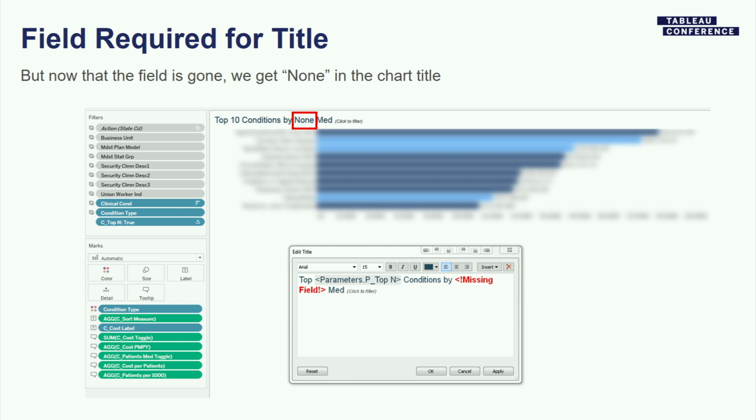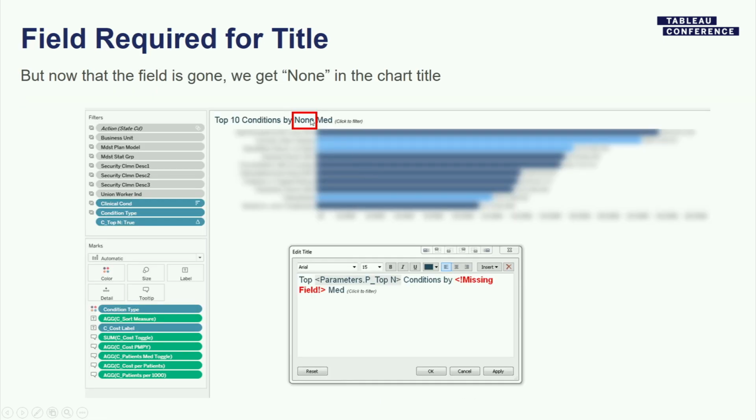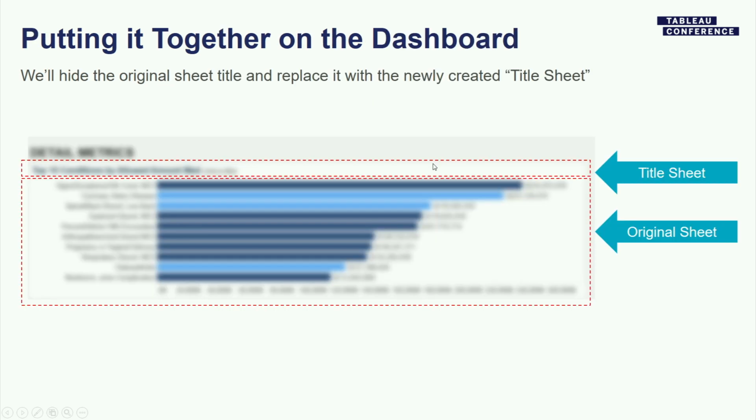But what happens when we take that off is we have a title here that now says top 10 conditions by none, because it's missing the field that we dragged off. How can we solve for that? Well, the only reason that field was being used was for the title. It wasn't used for anything else. So what if we made another sheet that just had the title in it? Let's say top 10 conditions by, and put that field here. This is exactly what it used to be. It's just now its own sheet instead of being the title of this particular worksheet. Then in our dashboard, we hide the title of the original and put the new sheet we just created as the title. To the end user, they cannot tell the difference, but we've just saved 13 seconds.